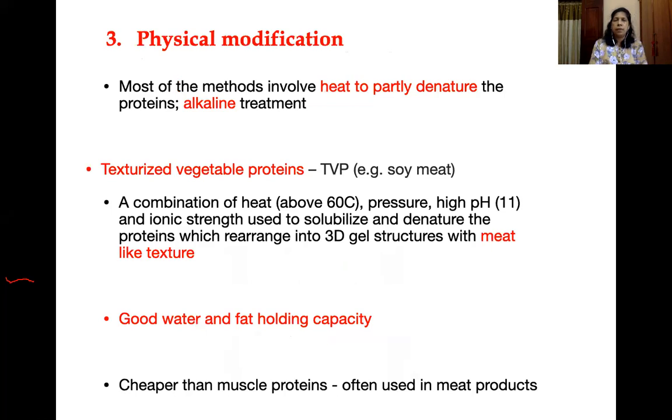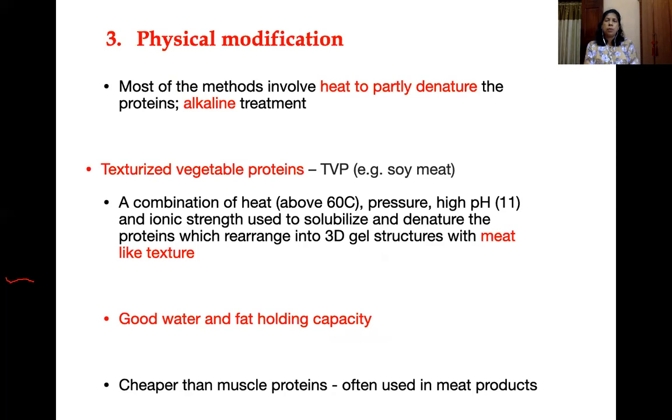And first we call the chemical modification. The second one is the enzymatic modification. The third category is we can do the physical modification. How we can do it? Most of the methods involve heat to partially denature the protein, like using the alkaline treatment. We can unfold the protein because of the alkaline treatment.